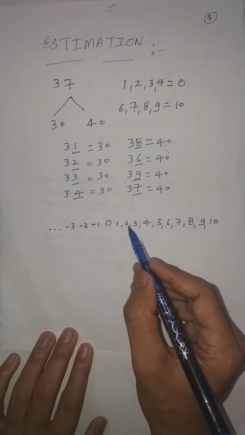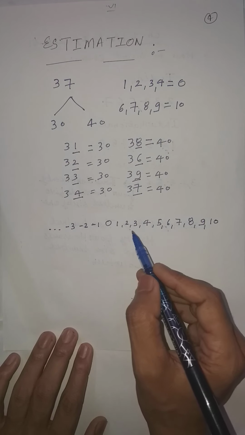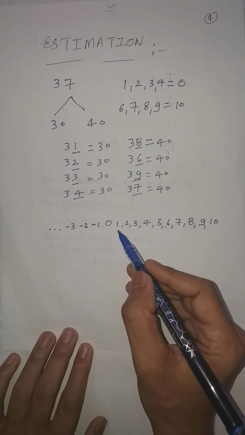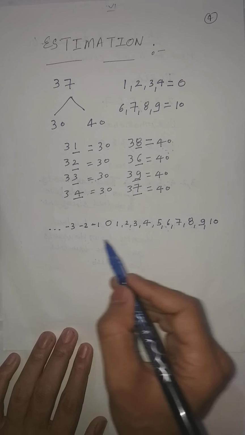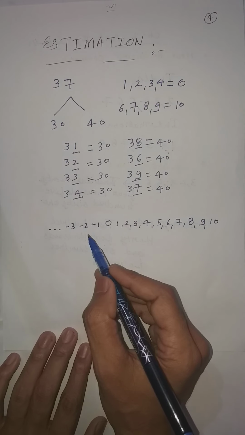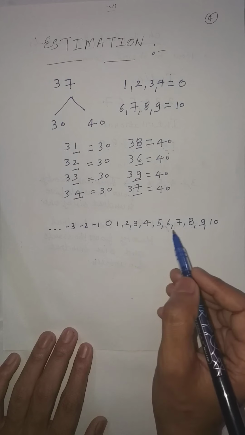Matlab, positive integer means the number which is written to the right hand side of the 0. Here you will start from 1, 2, 3, 4, 5, 6, 7, 8, 9, 10. Here there is no use of the negative, so you will neglect this. You will see only the positive numbers.